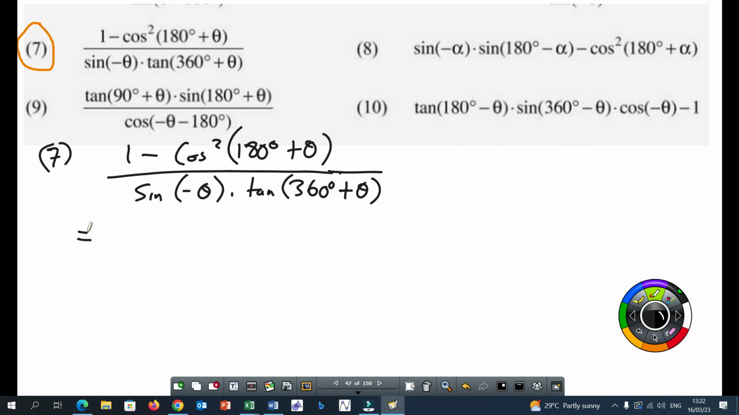Alright, so this will be equal to, now this part here, you don't have to think about it. As long as there is a square there, you get a positive cos squared theta. So that will be 1 minus positive cos squared theta. Is that clear to everyone? There's a common mistake where some people write a negative cos squared theta. It's a big no. It's always positive.